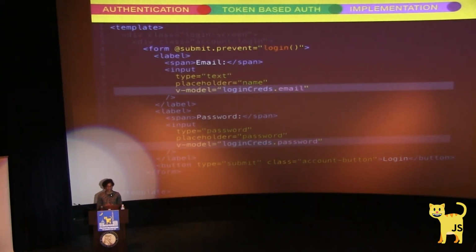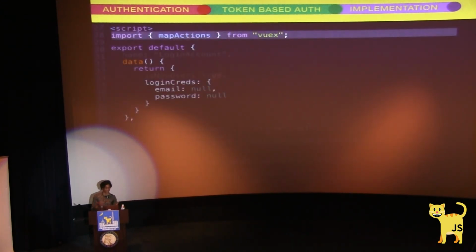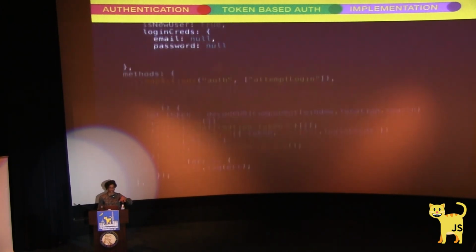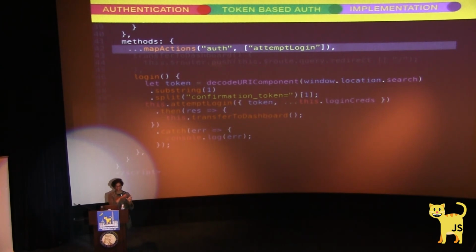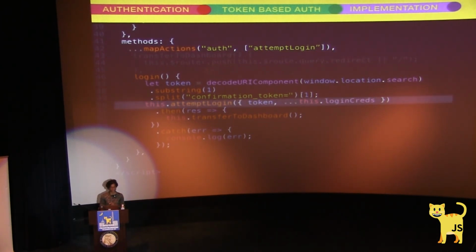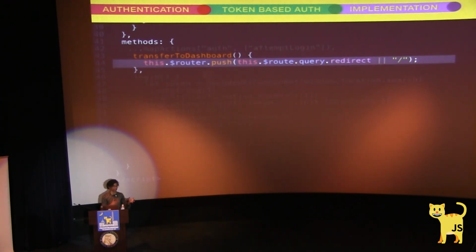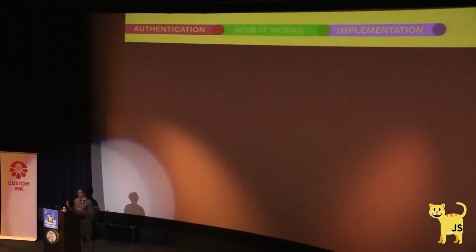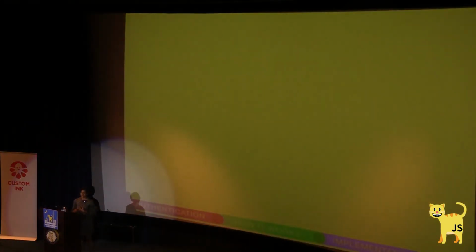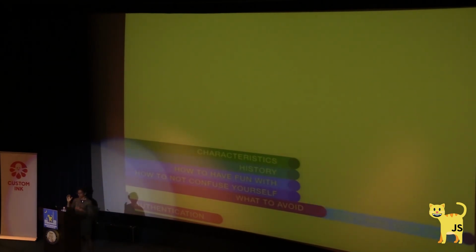And with that, I'm just using a form which submits a login. Map actions is how I'm pulling from Vuex. The login essentially is grabbing that attemptLogin, and then I'm attempting the login with the credentials, and then I'm transferring it to the dashboard, which is pushing it to the router. So whenever a user logs in, push them to a dashboard. That's pretty much it in terms of the actual implementation. If you're really interested, there's a code base where it talks in heavy detail about how that works. But that is pretty much all there is to the authentication flow.